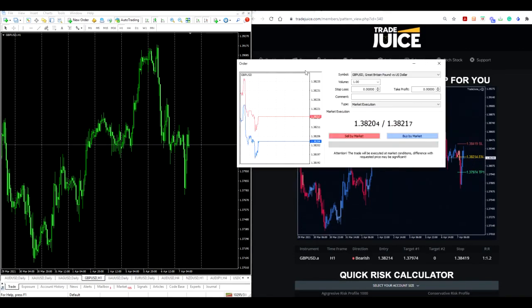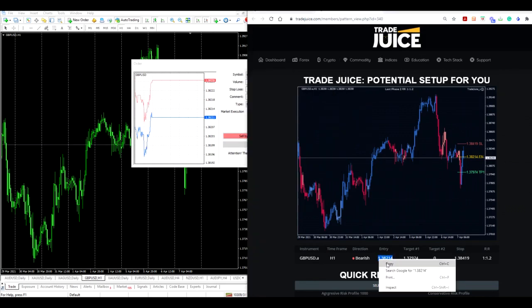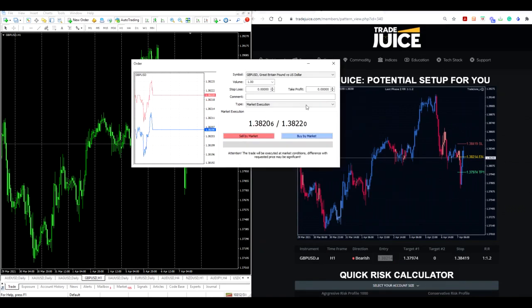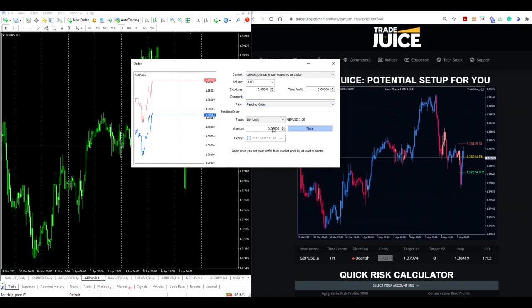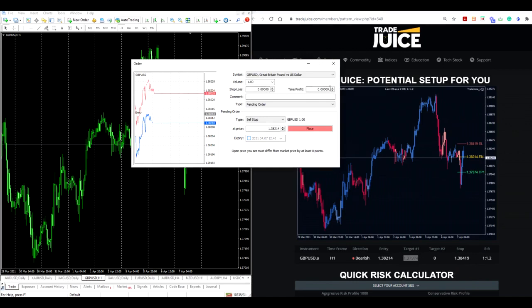So I'm going to enter the suggested trade, which is a sell trade, a bearish trade. The entry point is at this point here. And this would be a pending order as price is still above the actual entry point. Next I'm going to copy over the target. So I'm putting in my take profit target there.